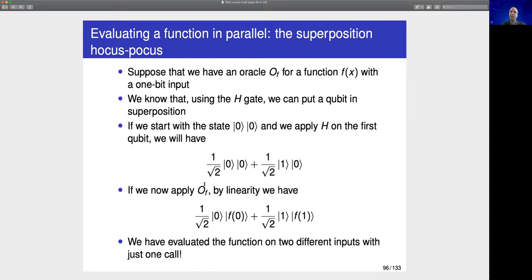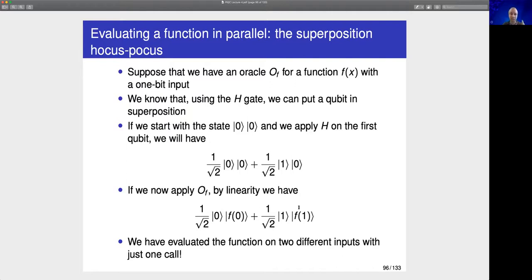Now we apply the oracle, and this is a linear combination. The oracle is a linear function, it's a matrix, so it's going to act on each of the terms separately, and we then add the results. And what we obtain here is, by definition of the oracle, the value of f at 0, and what we obtain here is the value of f at 1. But we have applied the oracle just once.